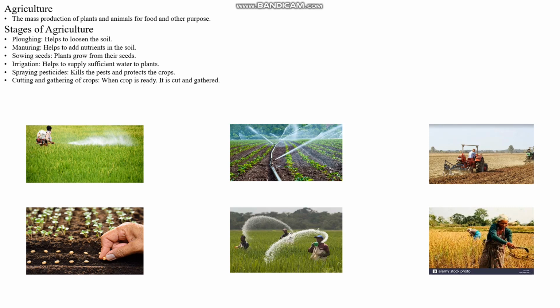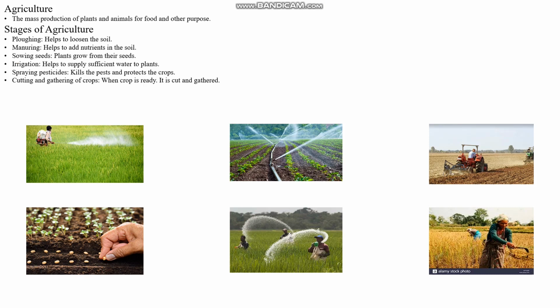The next is agriculture. What is agriculture? The mass production of plants or animals for food and other purposes is called agriculture. So in agriculture, a particular kind of plant is grown in a particular area during a particular season. This plant is called a crop. There are several stages of agriculture. The main stages are discussed below.